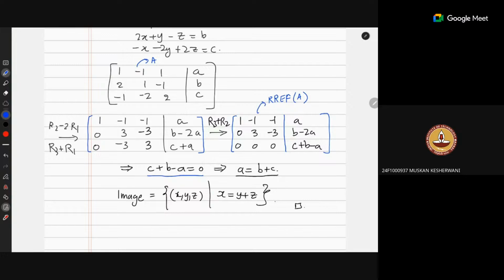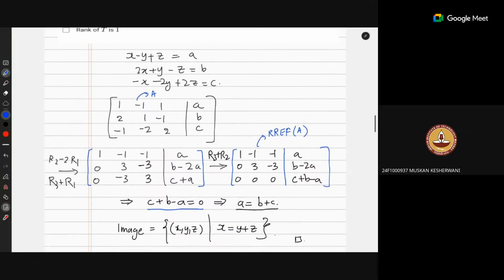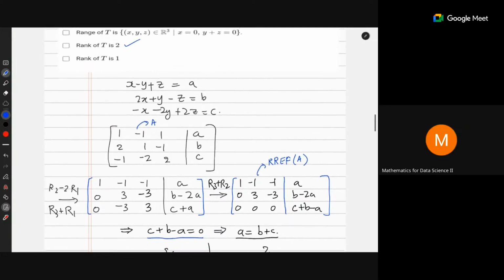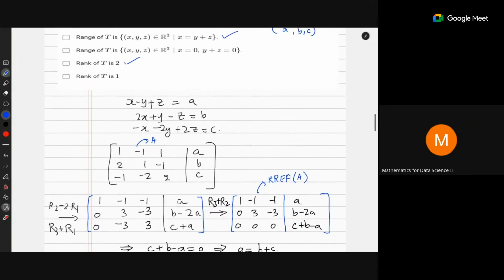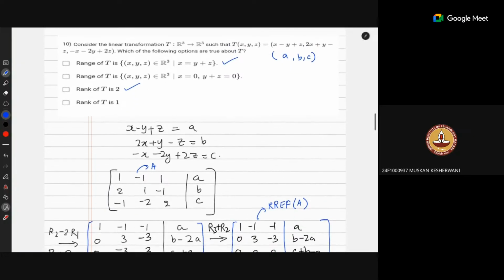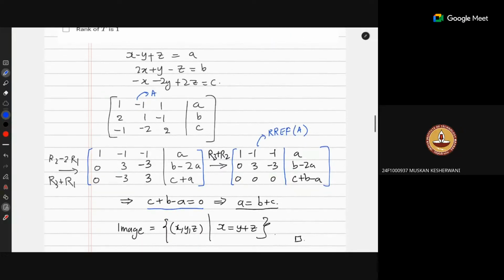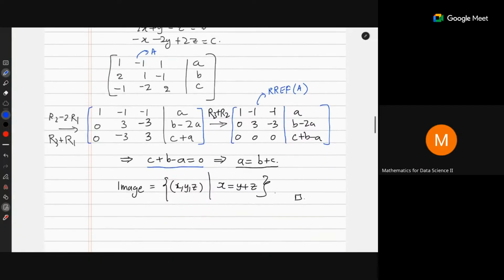So this condition we can derive from the first row also. x is equal to y plus z. But in the first row we have a also. You cannot arrive at it from the first equation. That's why I'm solving this.